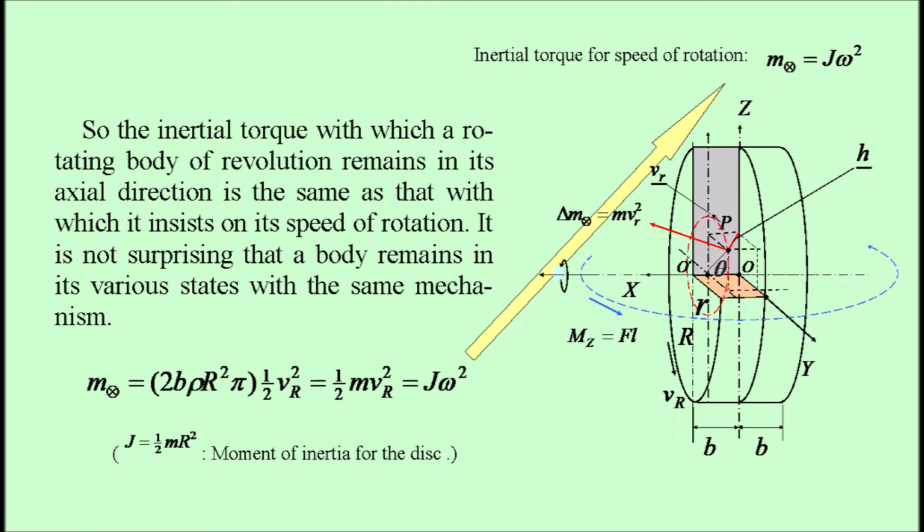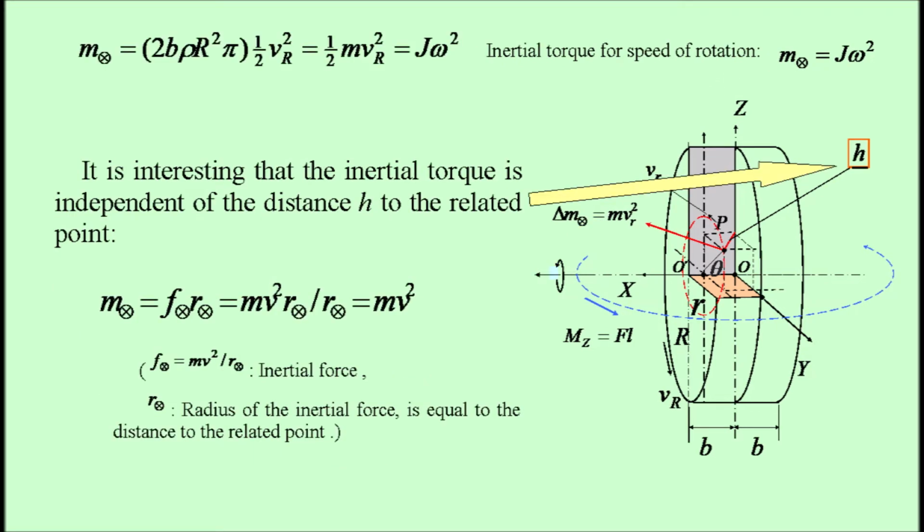So the inertial torque with which a rotating body of revolution remains in its axial direction is the same as that with which it insists on its speed of rotation. It is not surprising that a body remains in its various states with the same mechanism. It is interesting that the inertial torque is independent of the distance h to the related point.